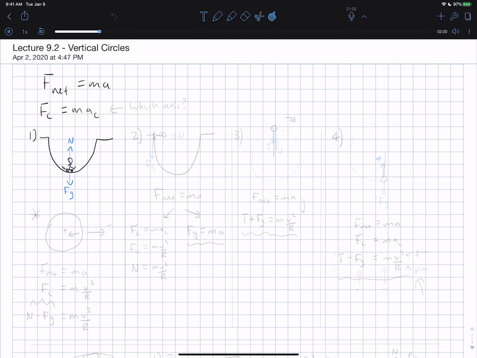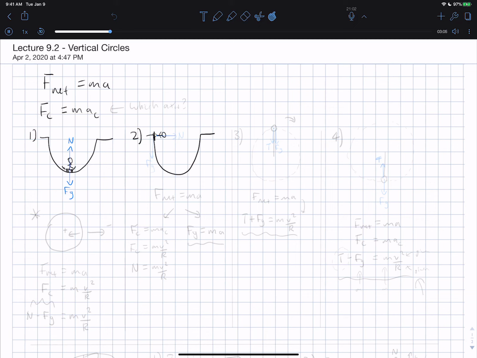Now, second example, you have a kid playing with a yo-yo, and he's swinging the yo-yo. Actually, let's switch up the order of the examples. Let's say you have the same skateboarder, except he or she has just dropped in. So they just drop in. What does the free body diagram look like?